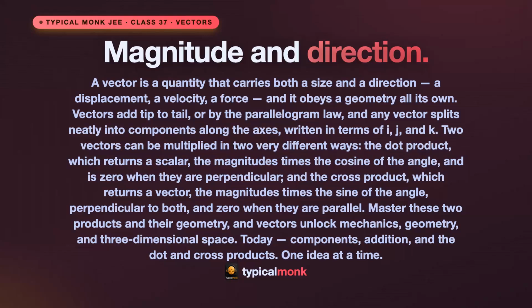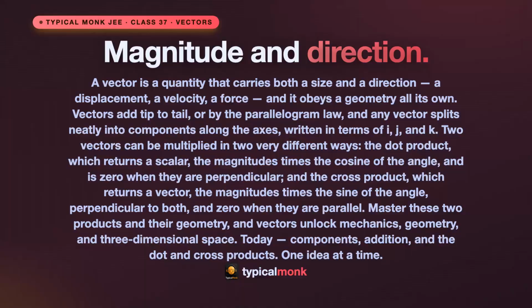Two vectors can be multiplied in two very different ways. The dot product, which returns a scalar, the magnitudes times the cosine of the angle, and is zero when they are perpendicular, and the cross product, which returns a vector, the magnitudes times the sine of the angle, perpendicular to both and zero when they are parallel. Master these two products and their geometry, and vectors unlock mechanics, geometry, and three-dimensional space. Today, components, addition, and the dot and cross products.